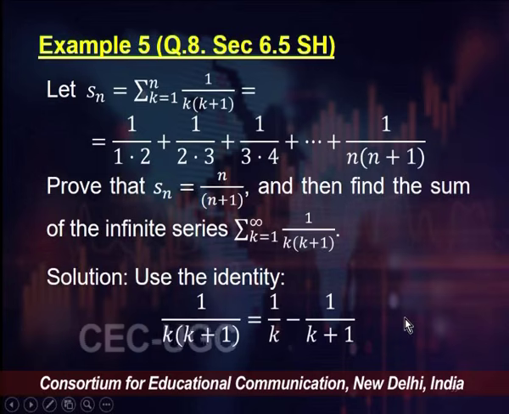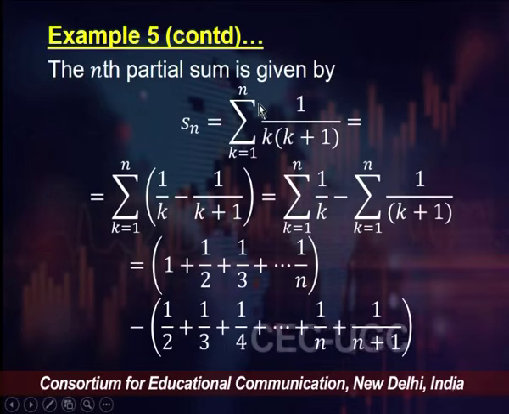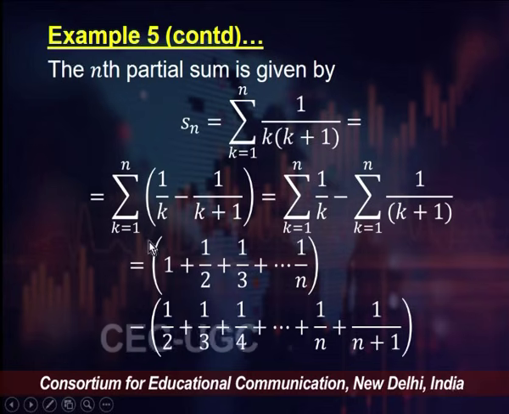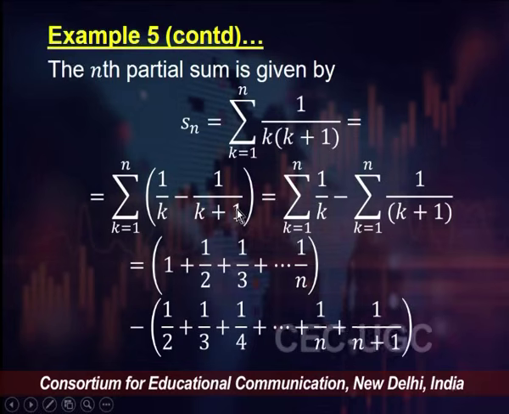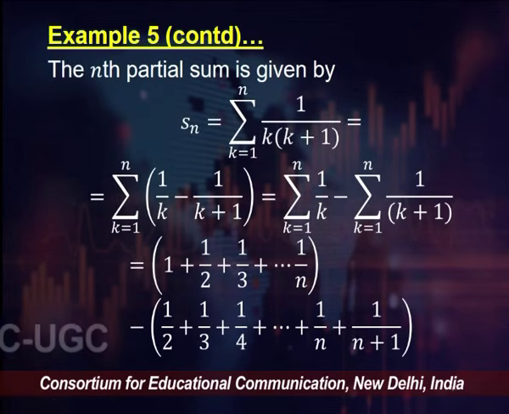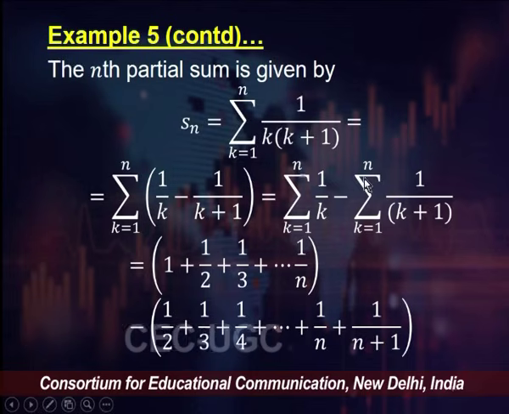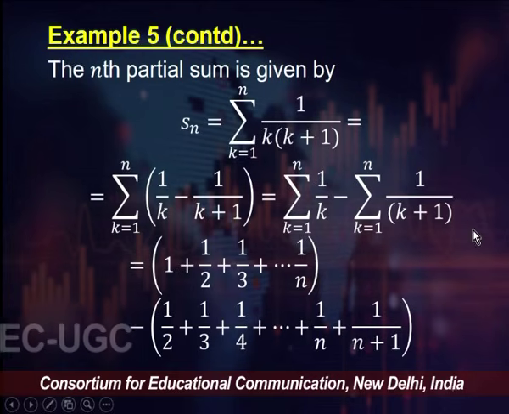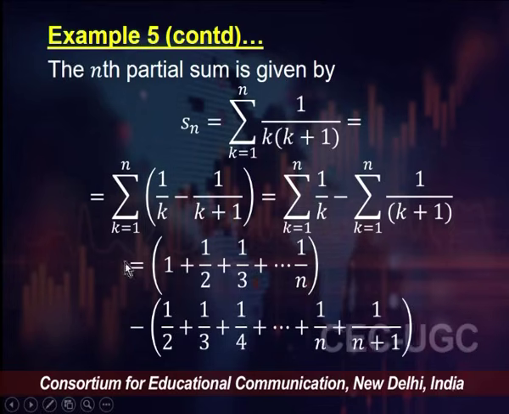So when we use this identity, my nth partial sum, summation 1 by k times k plus 1, where k goes from 1 to n, can be written as summation 1 by k minus 1 by k plus 1, if I use this identity that I just talked about in the previous slide. Now we can open up the brackets and write things as summation 1 by k, where k goes from 1 to n, minus summation 1 by k plus 1, where k goes from 1 to n. Let's expand for the different values of k.